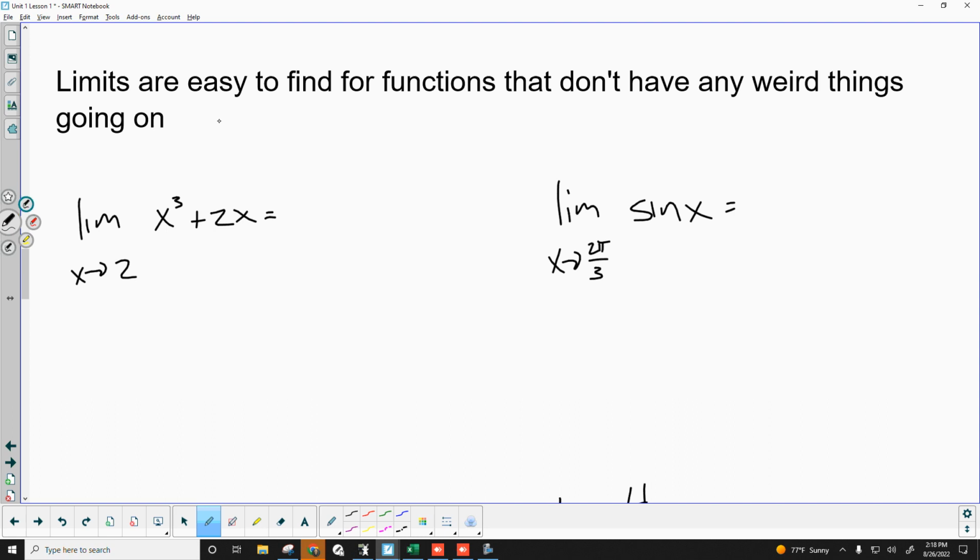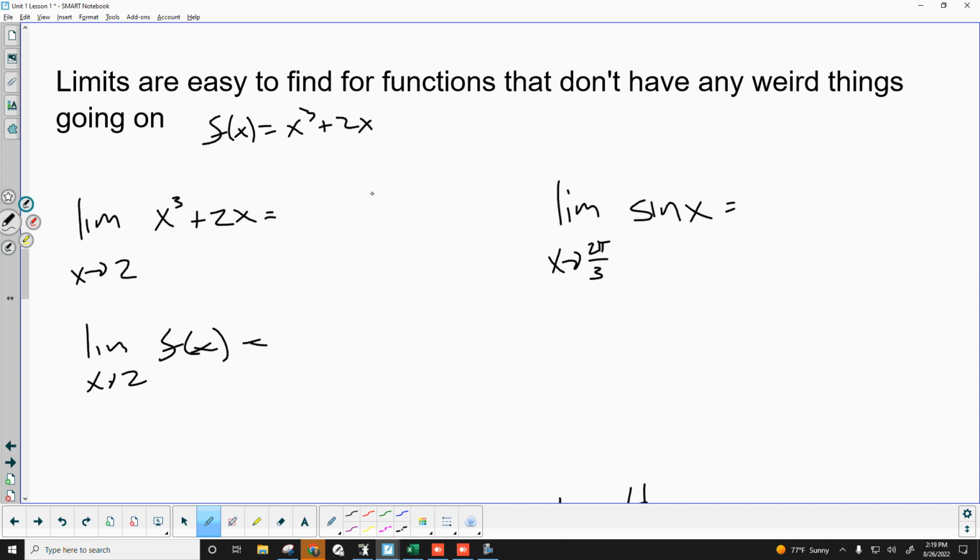Would it help if I said f of x equals x cubed plus 2x, and I'd say, what's the limit as x approaches 2 of f of x? Does that help? No, right? It's the same thing. If you were thinking, oh, I got to plug in 1.999, then plug in 2.00001, but then that's like plugging in 2. So you just plug in 2. You get 8 plus 4, it's 12.